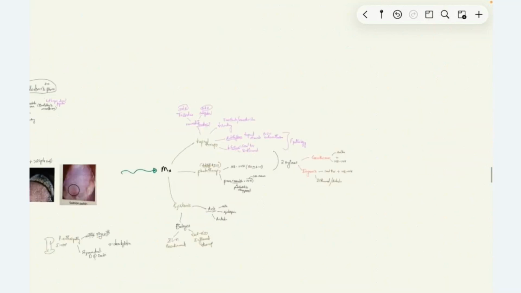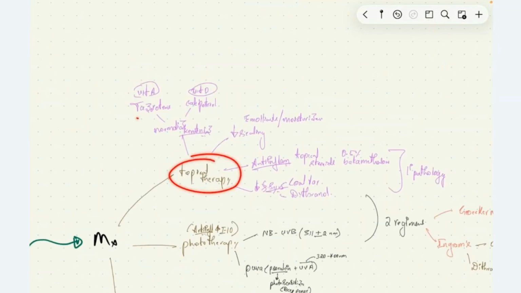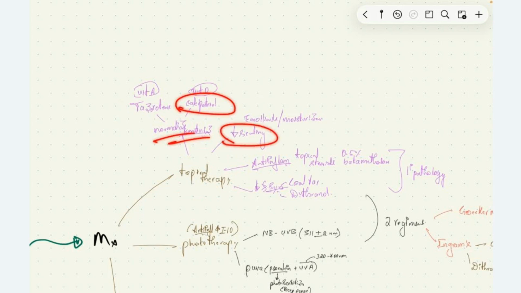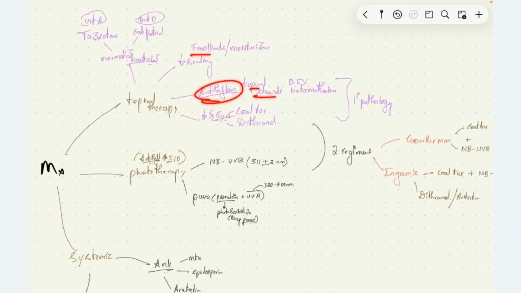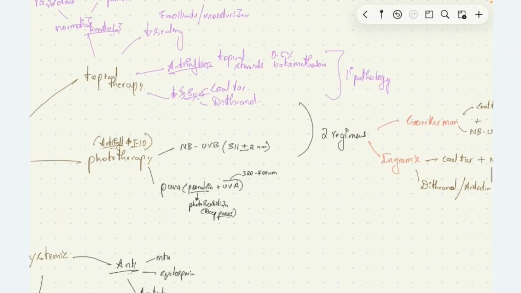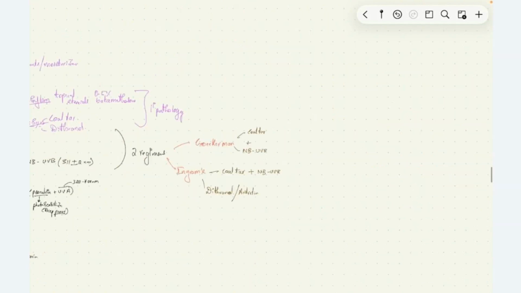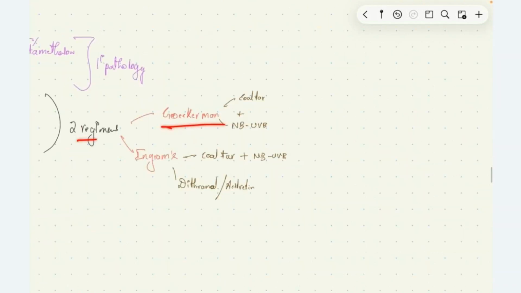Treatment: we have topical therapy with tretinoin or calcipotriol. Sorry, not tretinoin, tazarotene or calcipotriol, which normalize keratinization. The agents which reduce scaling like emollients, anti-inflammatory drugs like topical steroids, drugs which reduce DNA synthesis like coal tar and dithranol. Phototherapy, we have narrowband UVB radiation or PUVA therapy. Regimes, we have Goeckerman's regime and Ingram's regime. In Goeckerman's regime, we give coal tar and narrowband UVB phototherapy. In Ingram's, along with these two, we give dithranol or acitretin.